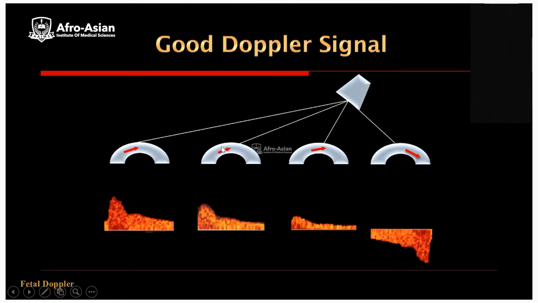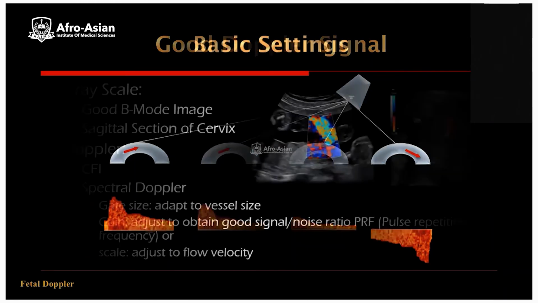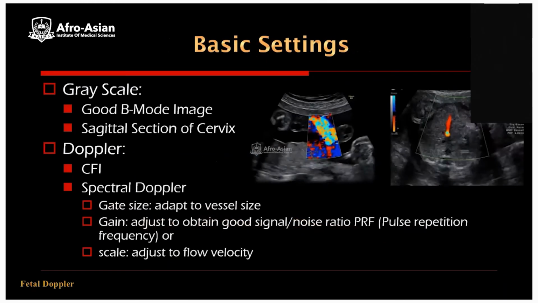If the angle is disturbed, if it is a little bit at an angulation, then this waveform will be disturbed. If it is more towards 90 degrees, then this will be a dampened waveform. And if the flow is away from the transducer, it will be below the baseline, as it will be moving away.